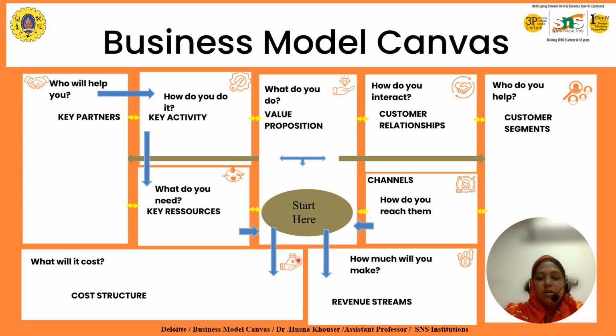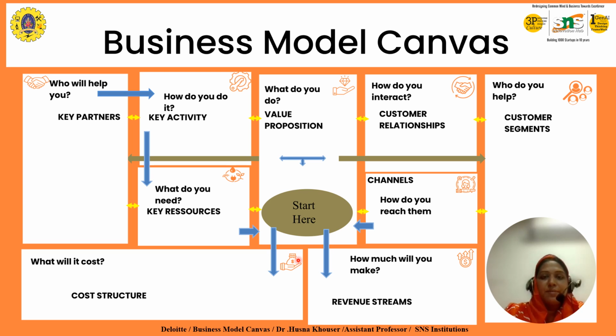From there we will find out how we can develop the solutions, then how we find the resources. How do you do it, the key activities, and who will help you, the key partners. So initially we have to think about what, who, why, and whom. All those parameters are important. So now let's get into it.